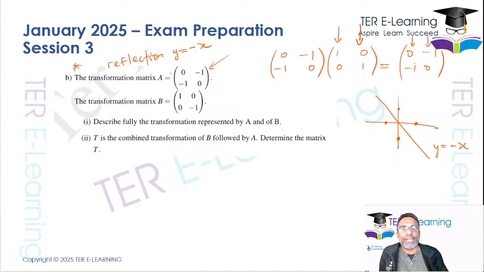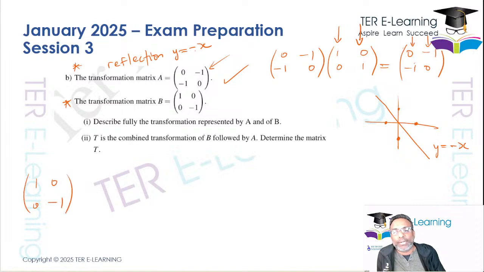So that is what this transformation here represents. To figure out what transformation B represents, again, you're going to take that matrix. Let's take the 1, 0, 0, minus 1. Let's multiply by the identity matrix, 1, 0, 0, 1, and let's see what happens. What's supposed to happen here is that you end up moving to 1, 0, 0, minus 1.